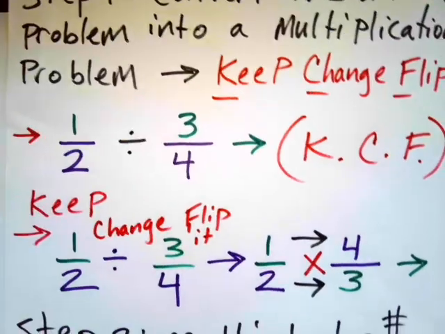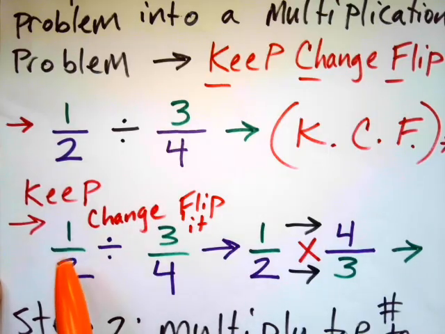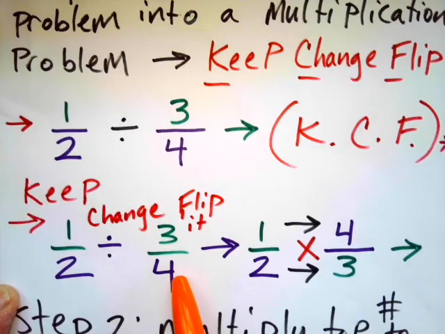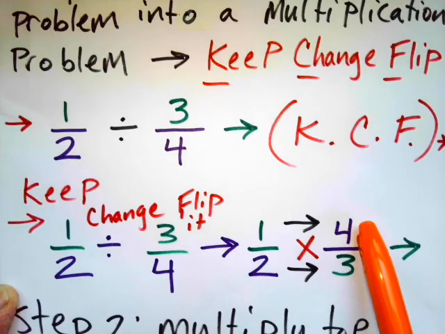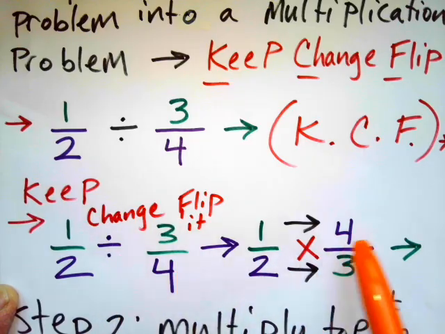Let's go ahead and take a look at keep, change, flip. So here we have it. You keep it 1/2, change that division problem, flip that 3/4. And you can see here, we keep it 1/2, change division to multiplication, but in order to change division to multiplication, you have to flip this fraction. 3 becomes your denominator, and 4 is now on top. It's that simple. Once you've kept the same, changed division to multiplication, and flipped the fraction, you can multiply top to top and bottom to bottom.